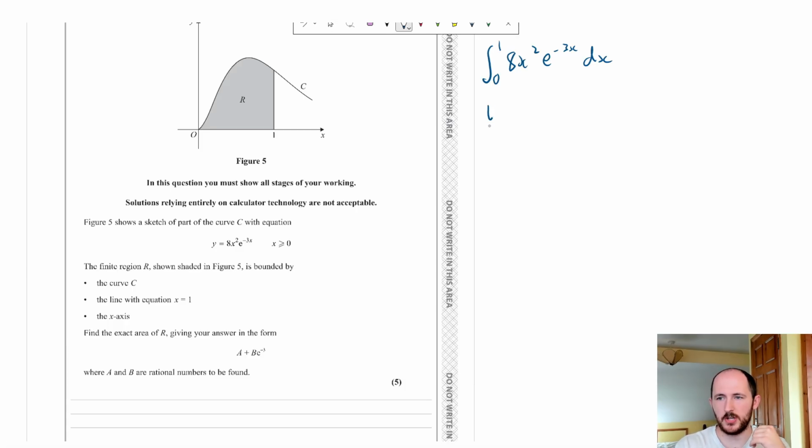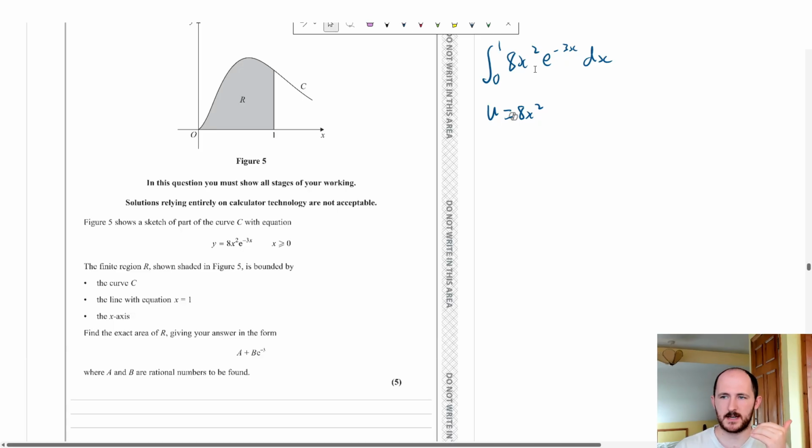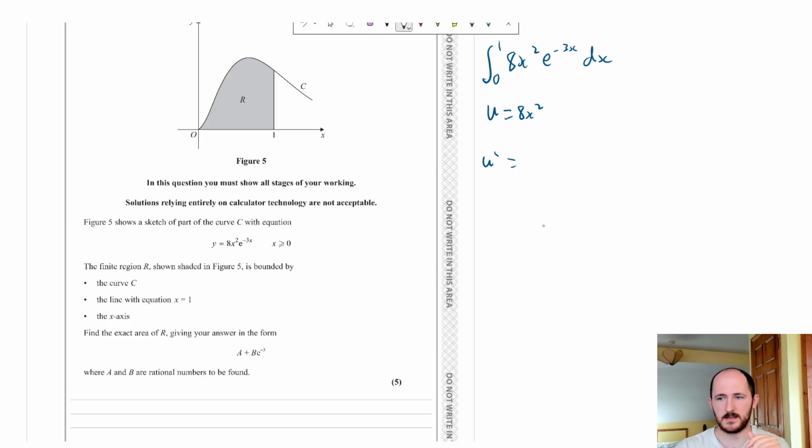You want u to be the thing that you're eventually eliminating. So if it's a polynomial, then you know eventually it's going to be eliminated. So 9 times out of 10, you're going to use that. And the other thing is just going to be dv, so v prime is e to the minus 3x. And when you integrate that, you differentiate what's on the power, so it's minus 3, and you divide by it, so it's minus a third e to the minus 3x.